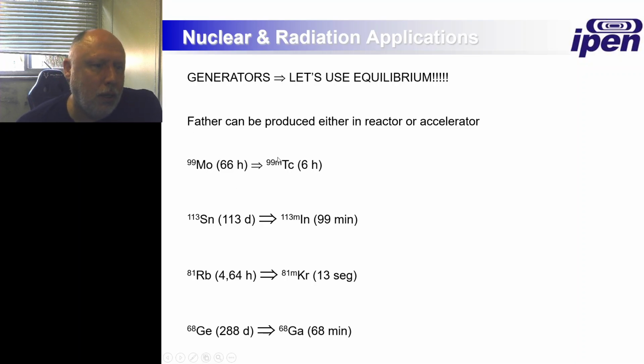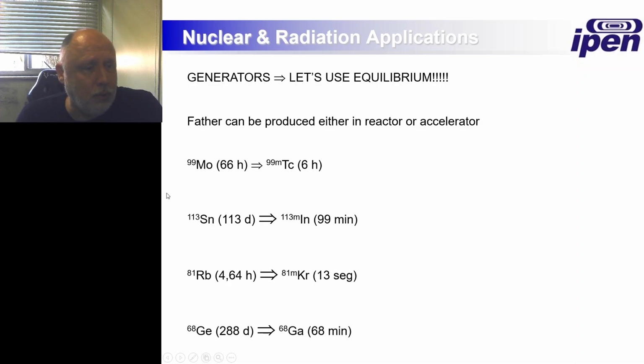And Moly-99 will decay and produce technetium. It's a case of transient equilibrium. So if you remember, you have the activity of technetium-99 being produced the whole time. Once you reach equilibrium, the activity is slightly larger than the one you had from Moly. And they are also quite simple to separate chemically. So you have a pure source of technetium-99 metastable.